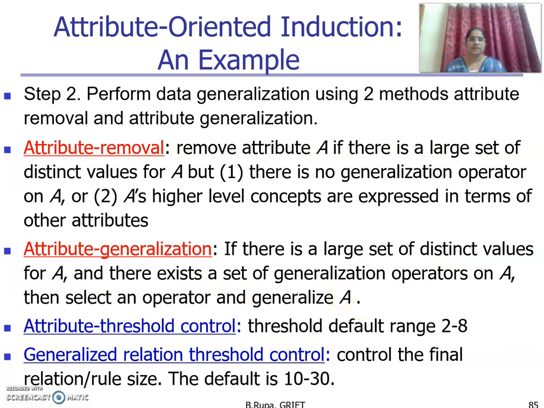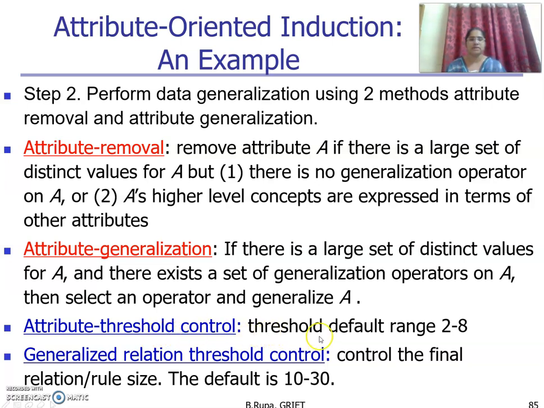Here, if there is a large set of distinct values for attribute A, and there exists a set of generalization operators on A, then select an operator and generalize A. Generalization operators have to exist on attribute A.